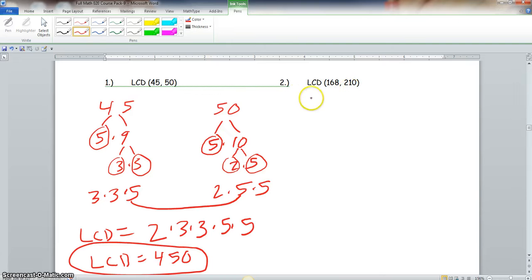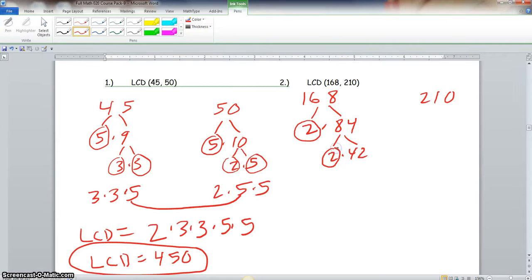Now we come here to this larger number. We have 168 and we have 210. Now we could break 168 down to 2 times 84. 2 is prime. We could break 84 down to 2 times 42. 2 is prime. We could break 42 down to 7 times 6. And 6 breaks down to 2 times 3. So with 168, we had three 2's, a 3 and a 7. Now we go to 210. We could do 2 times 105.